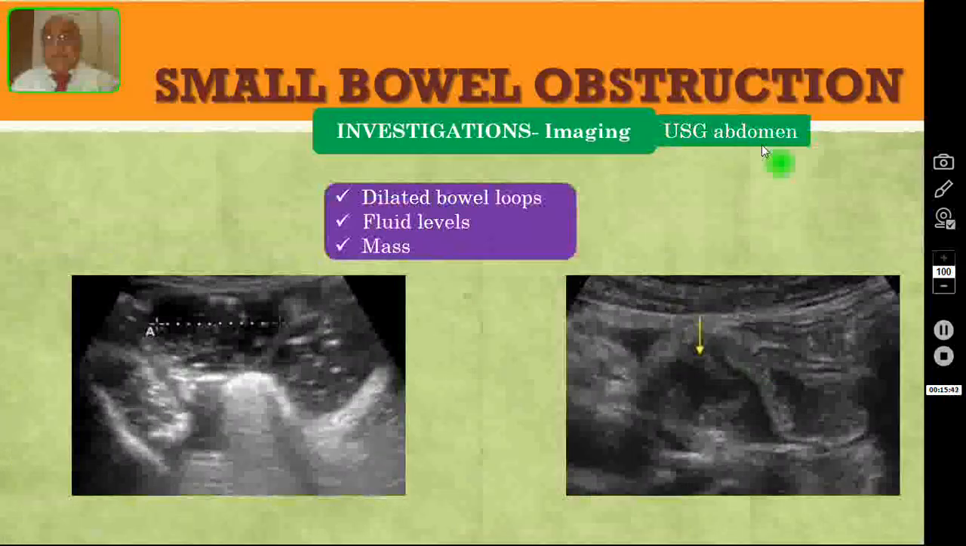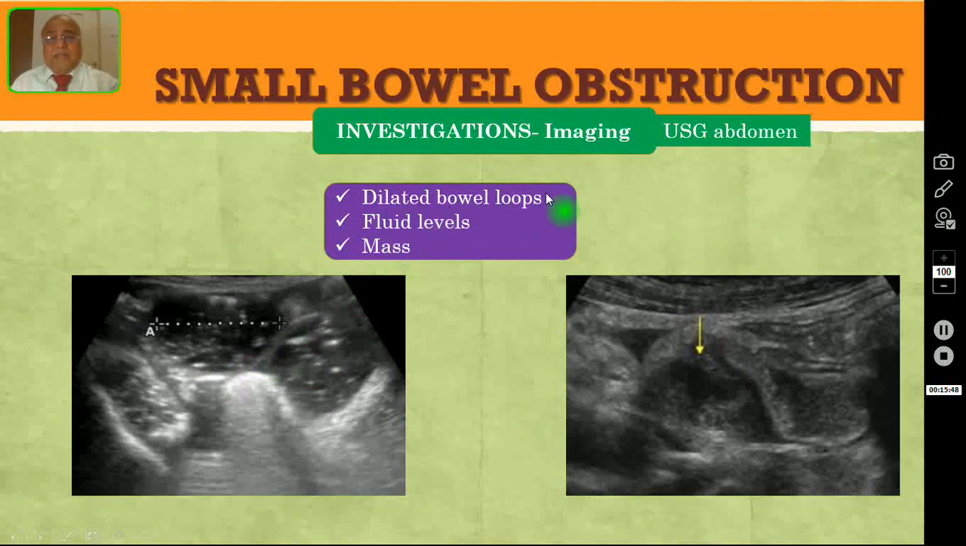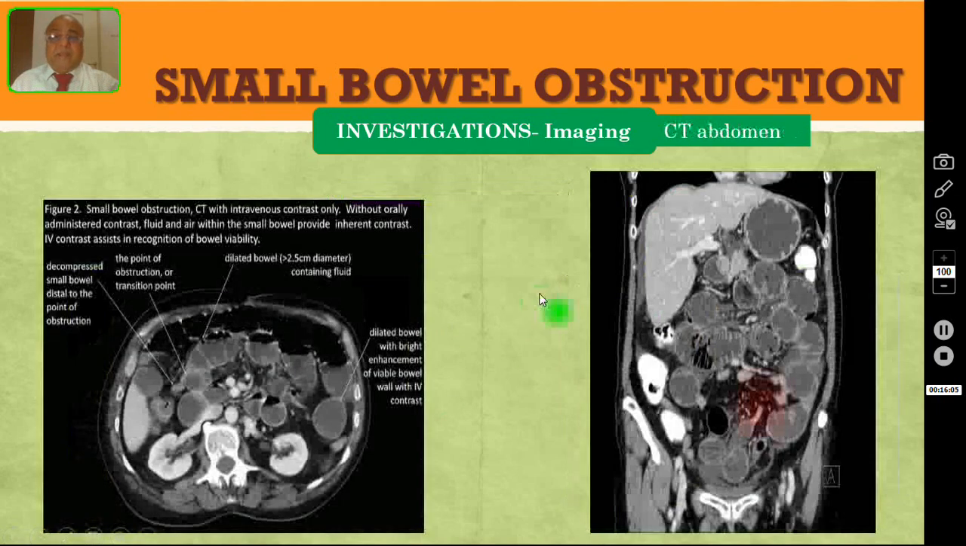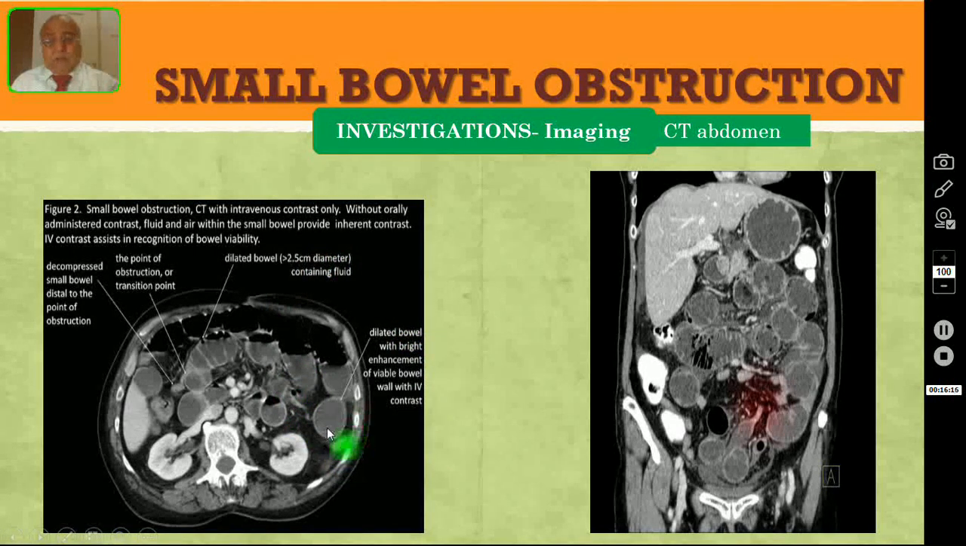You can also do ultrasound, but it is not a must. Sometimes you can see the dilated bowel loops, you can see the fluid levels, and you can see the mass also. This is a mass, this is the dilated bowel loops. The same picture here also, this is a mass, but this is not a must. But you can do a CT abdomen if you want to know whether the bowel is viable or not. Here you need not give oral contrast because the fluid and gas inside will act as a contrast. So you have to give only IV contrast.